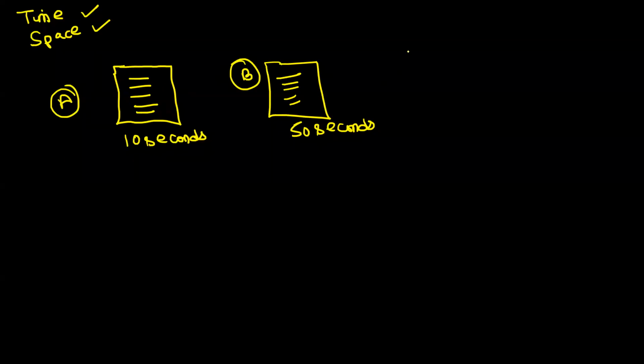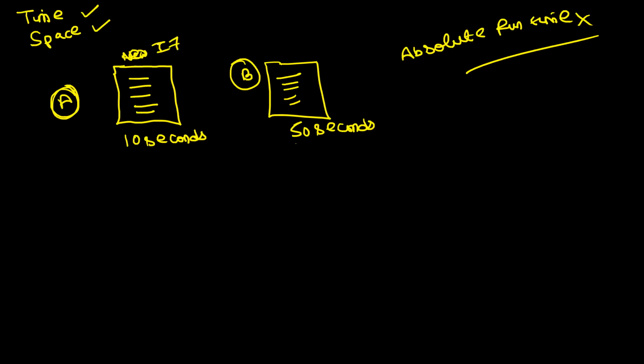But I will tell you, we never compare the absolute runtime. We never compare the absolute runtime of algorithms. No, we never compare the absolute times. Why? Because see guys, try to understand. A might be running this code on a new computer, on a new processor, on an i7 processor. B might be running the code on a very old computer of a very, very slow processor, right?